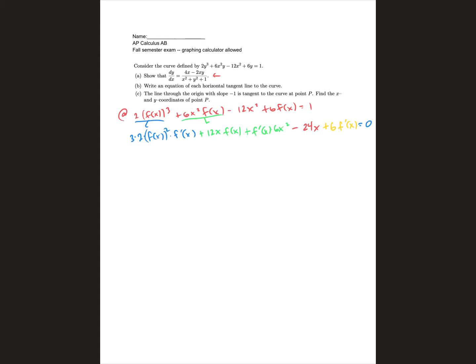So then I'm going to switch it back to the Leibniz notation before I do anything else and simplify some stuff. So this would be 6y squared dy/dx plus 12xy plus 6x squared dy/dx minus 24x plus 6 dy/dx equals 0. So I'm going to get all the terms that have dy/dx by themselves and move everything else to the other side and factor out the dy/dx.